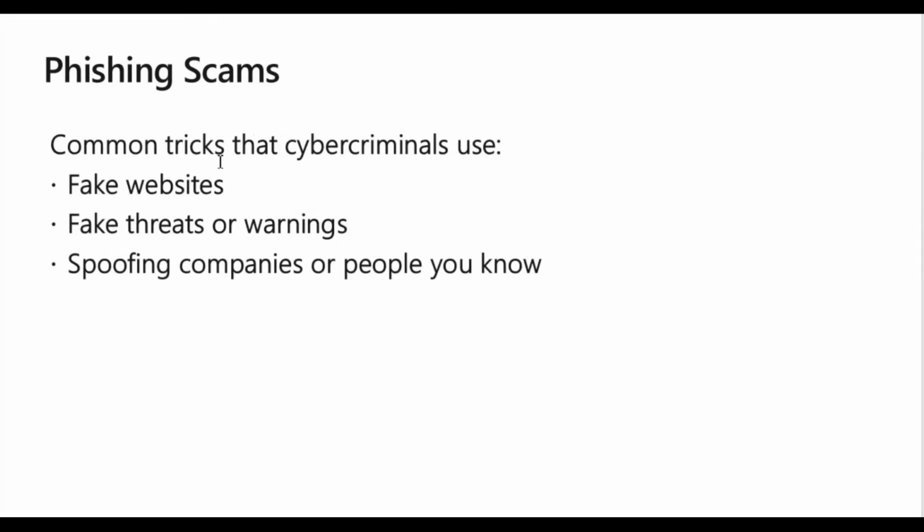Phishing scams, common tricks that cyber criminals use: fake websites, fake threats or warnings, spoofing companies or people you know. That's the phishing scam. In a phishing scam, they pretend to be the right website. For example, for a website you always visit, they will give you a pretty similar website, and you go over there and make some transactions.